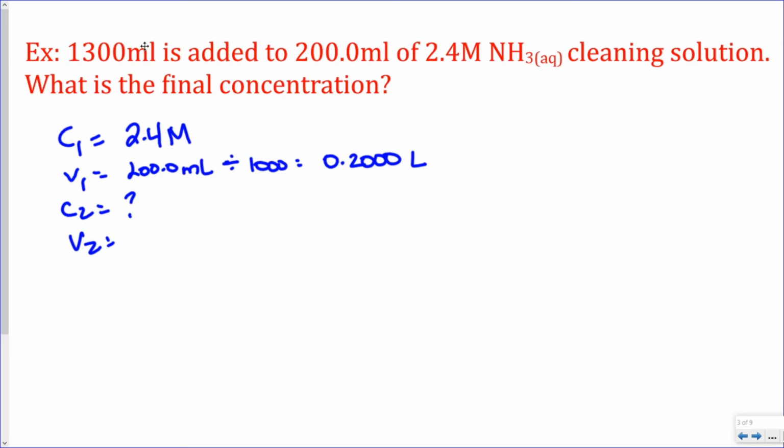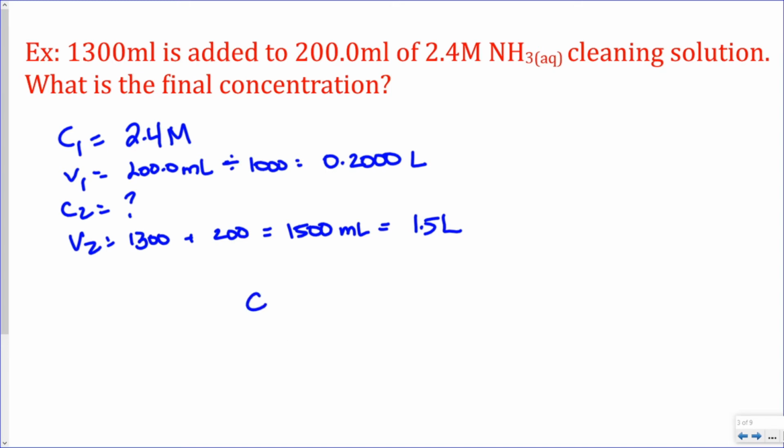Careful. A lot of people say V2 is 1,300 milliliters, but what is our actual volume? We're only adding that amount. We're adding 1,300 milliliters to the existing 200 milliliters. So how many do we have? Well, we have 1,500 milliliters, or 1.5 liters. And so you got to make sure some of these questions, they're going to tell you how much you add. Some will tell you the final volume. So just be careful reading these.